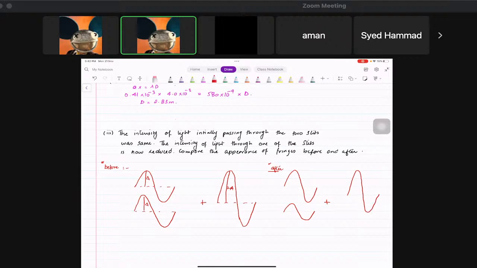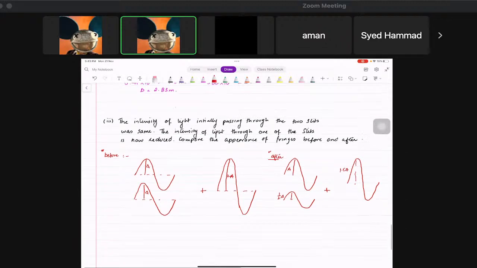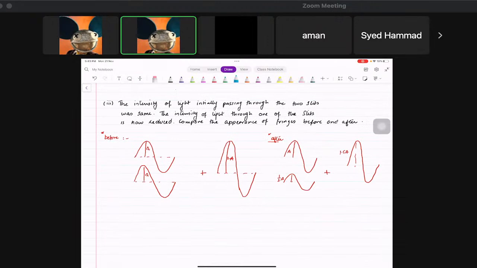So what we can say is, for example, if this is 2A, this is A and this is half A, so now it is going to give you like 3A, 1.5A, like it was giving you A before. So it's not going to be as bright, right? So we can say that now bright fringes will not be as bright as before, because the overall intensity, when you add them, is going to reduce.